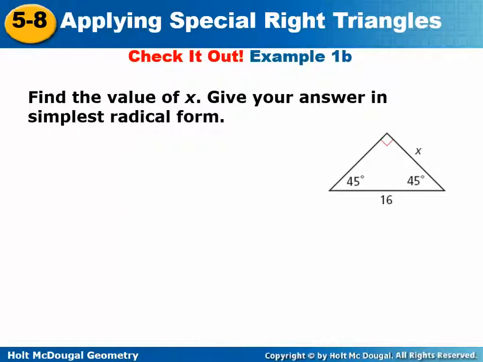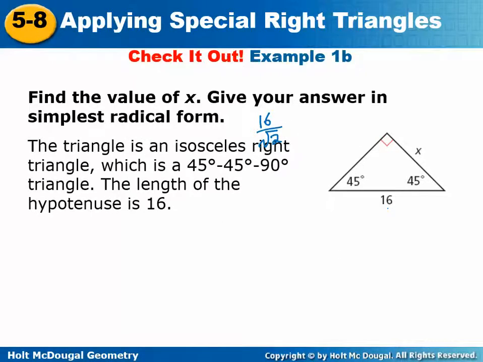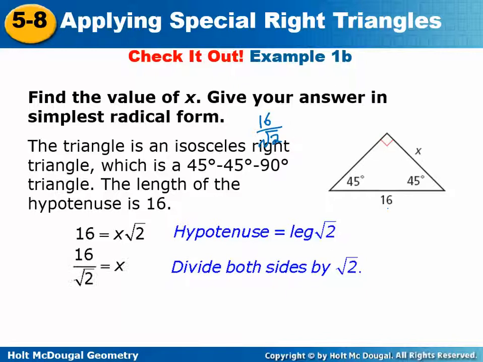Okay, here's one more example. In this one, we know the hypotenuse is 16. So this is one where we're going to find the leg. So we'll be taking 16 divided by the square root of 2. You can't leave your answer like that. So what you do is you rationalize the denominator by multiplying top and bottom by the square root of 2.